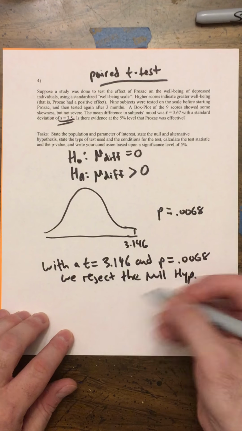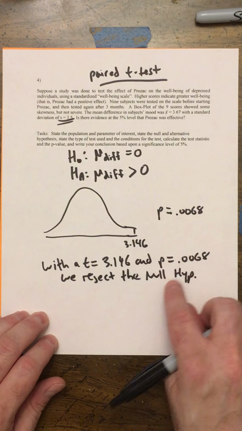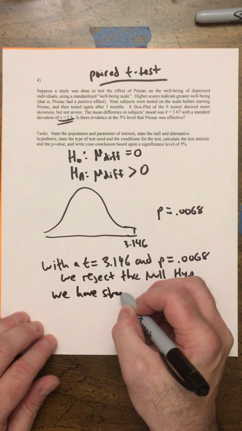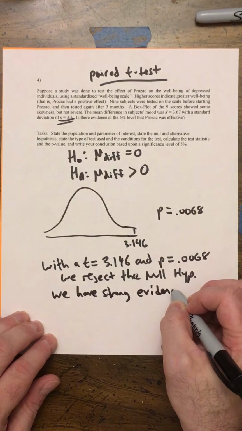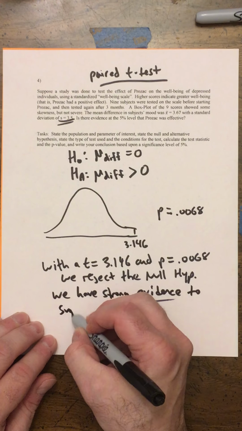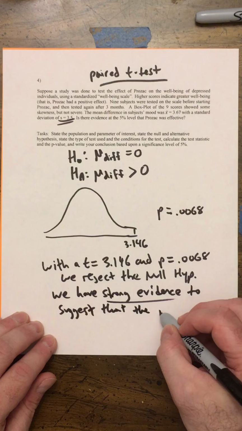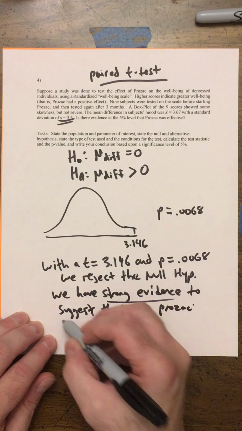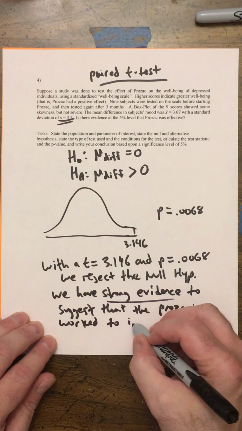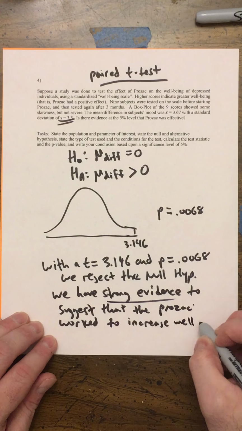Now again, no context there, so that's not going to get you much credit. What you now have to say is, what does this mean? It means we have strong, it's a very small p-value, so you can say we have strong evidence. You don't ever say you have proof. You just say you have strong evidence to suggest that the Prozac worked to increase well-being, psychological well-being, or whatever you might want to call it, well-being.